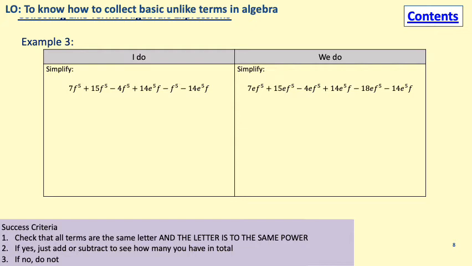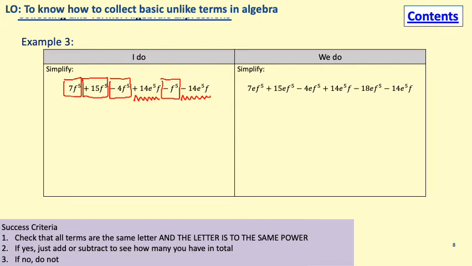Getting a bit small now, aren't they? So again, we've got 7f to the 5 plus 15f to the 5. Subtract 4f to the 5. Subtract f to the 5. And then again we've got this here, plus 14e to the 5, and then times by f, and then negative 14e to the 5 multiplied by f.